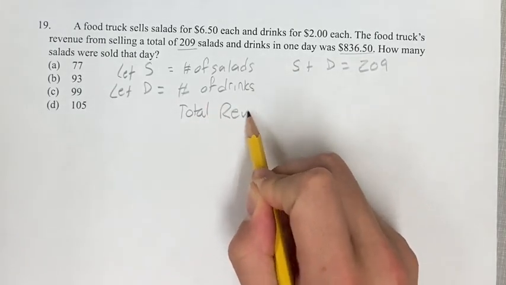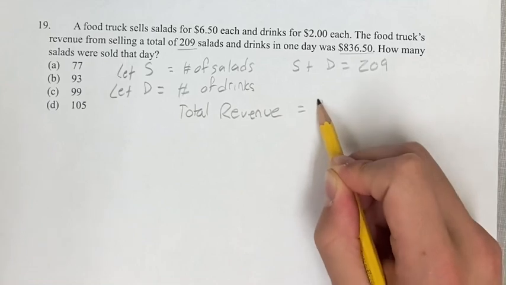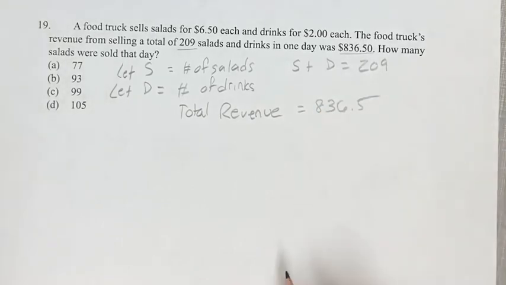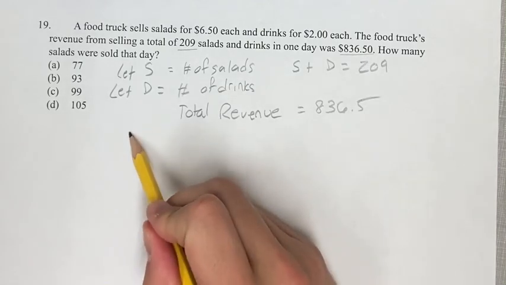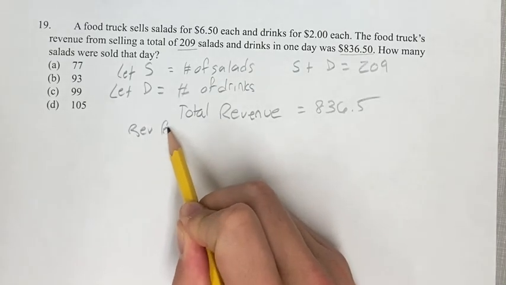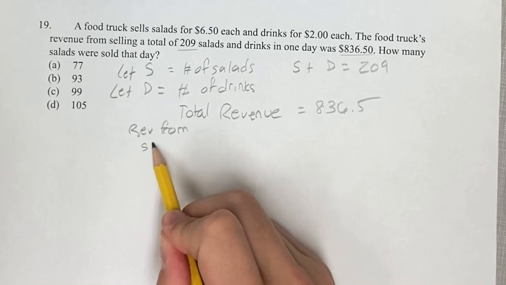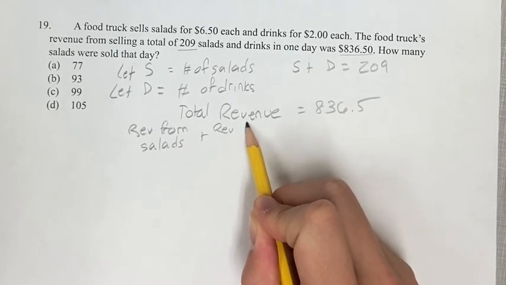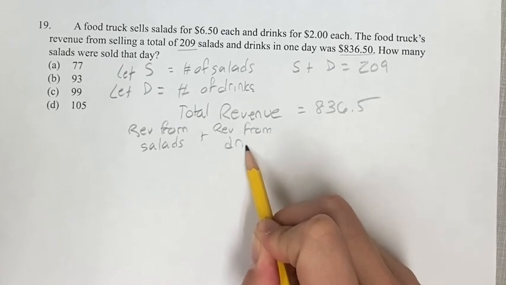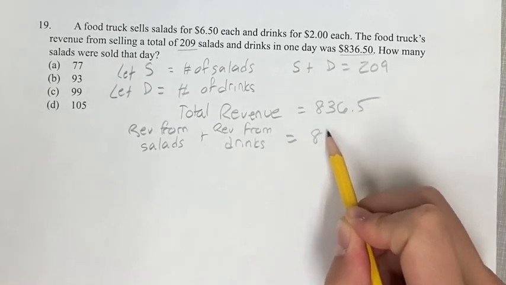It might not be as obvious how to turn that into an equation, but if we just write it out in words, the total revenue was $836.50. So the revenue from salads plus the revenue from drinks equals $836.50.